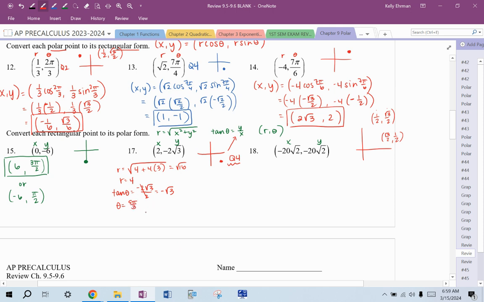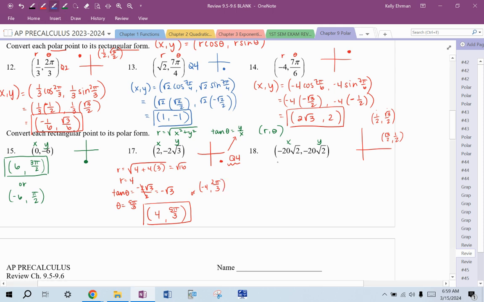All right, so my polar coordinate is face 5 pi over 3 and walk forward r, which is 4 units. If you did 2 pi over 3, because that's where else tangent is negative radical 3, then you'd be walking backward 4 units. You don't have to give me both.